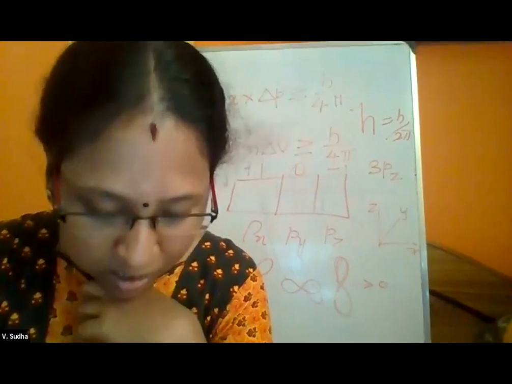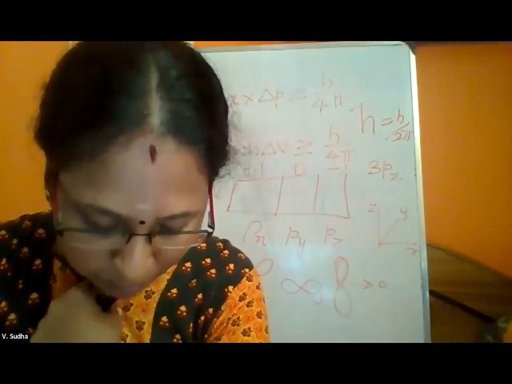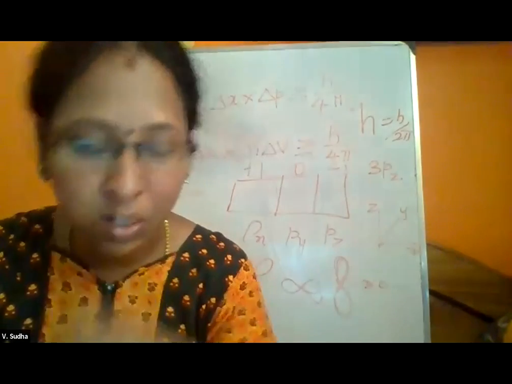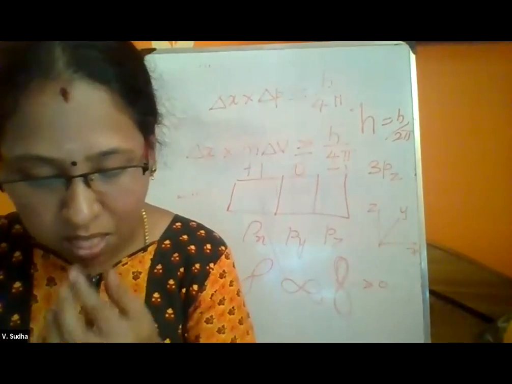Maximum number of electrons in a subshell with l equal to 3 and n equal to 4.